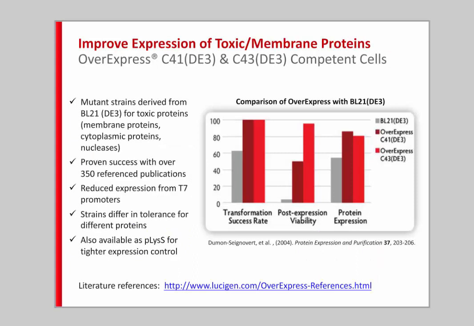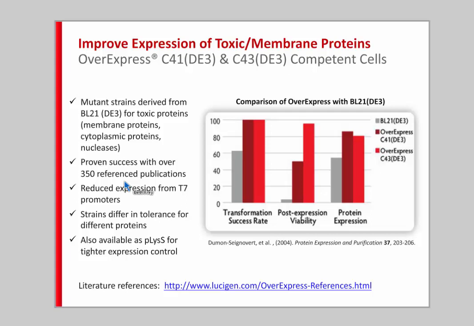So now let's talk about membrane proteins. We're going to switch gears just a little bit. And we know that these are extremely difficult to express in prokaryotic systems. Overexpress C41(DE3) and C43(DE3) are 2 mutants of BL21(DE3) that allow production of membrane proteins from vectors containing T7 promoters. These cell lines are highly referenced in the literature. They have well over 350 publications and growing.